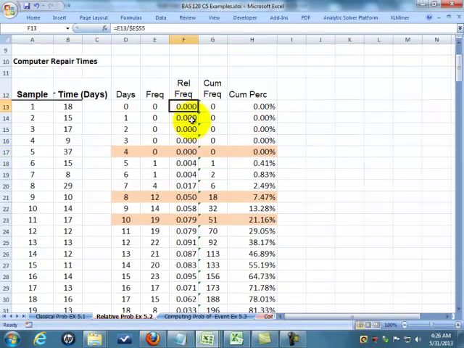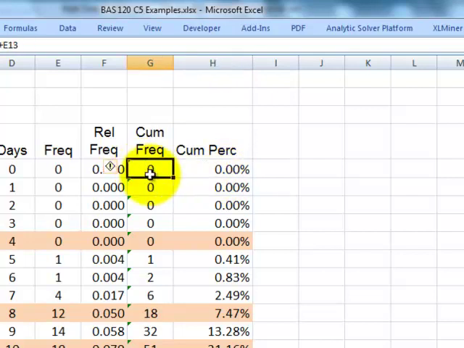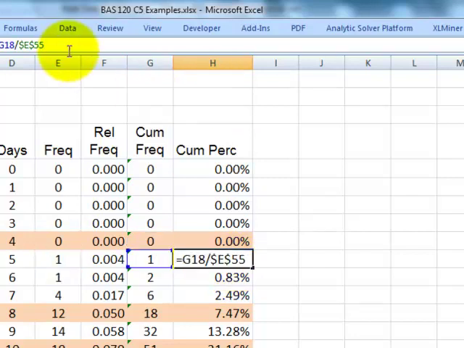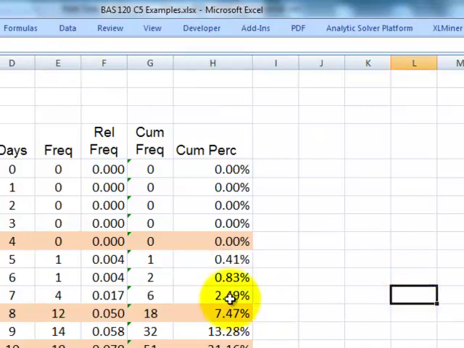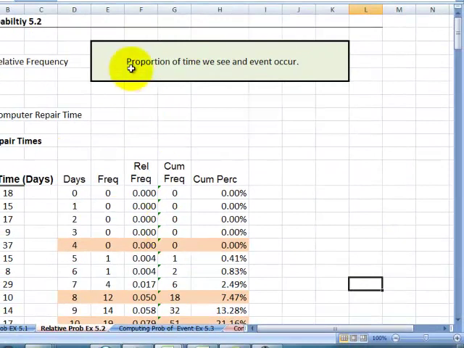Then our relative frequency is just our frequency divided by the total. And then the cumulative frequency is just a summation of everything that comes before, so it's the prior cumulative frequency plus the current period. And then we did a cumulative percentage by taking that cumulative frequency, again, divided by the total. This allows us to come up with a probability based on the proportion of time that these computer repairs take.